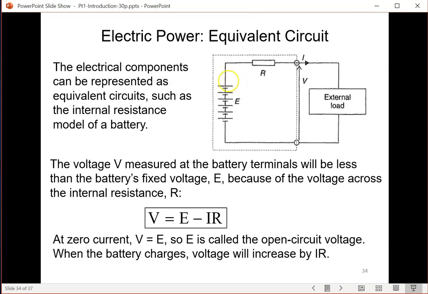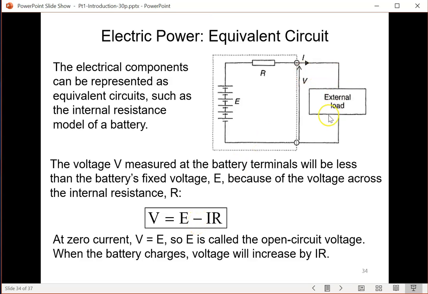And the voltage across here equals the voltage drop across that resistor, which is IR, plus the external voltage as well, that's V. Say the output voltage there is V. So V plus IR equals E, or V equals E minus IR. That's the equation here.